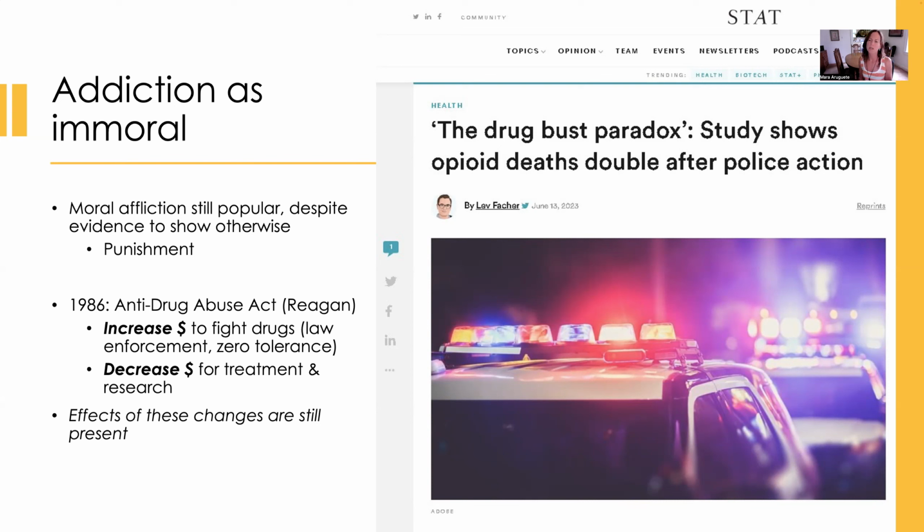And it started with what I talked about last time with the Harrison Act, with prohibition, which is this idea of criminalizing drug use. The effects of these changes are still present. We still put a ton of money into law enforcement. And if you see, for example, this article that I've used the picture of here, it's 2023. We know that this stuff doesn't work. We know it doesn't work. We know the punishment doesn't work, but yet we still keep investing a lot of money into punishment. So addiction as immoral is alive and well in today's society.